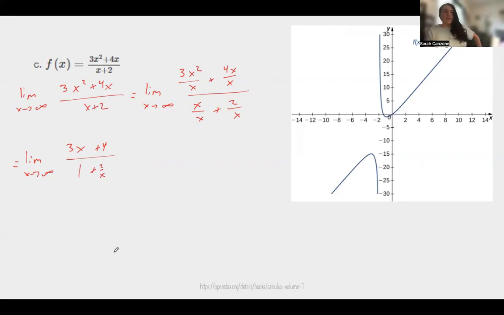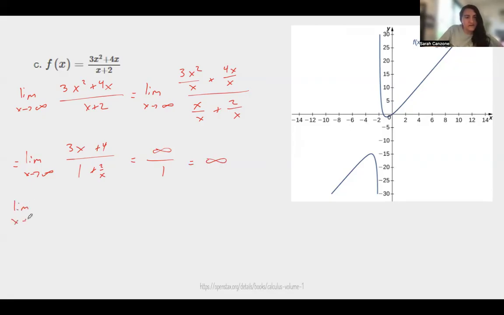So now when I go ahead and plug in infinity, I notice that this goes to 0. So I do have a denominator of 1, but up here when I plug in infinity, I get infinity. And so my answer for this is actually going to be positive infinity. As you can see, this is the case when we look at the graph.